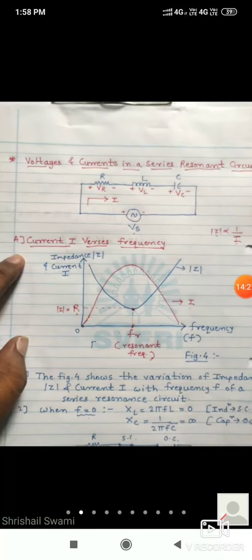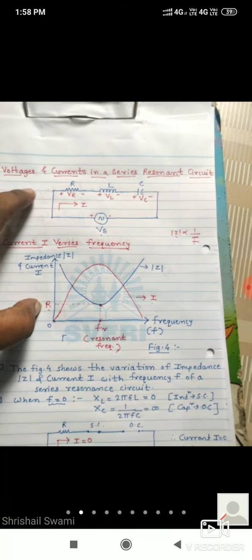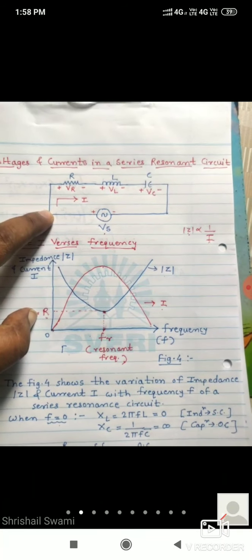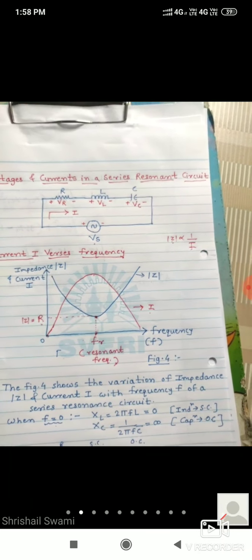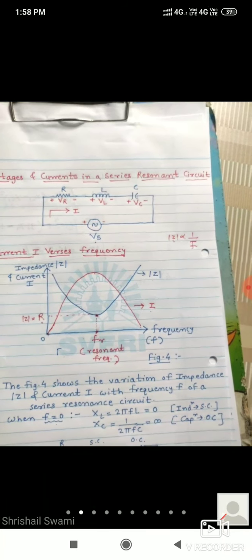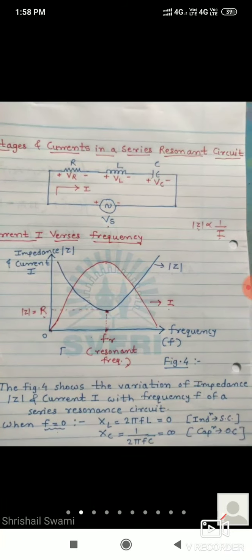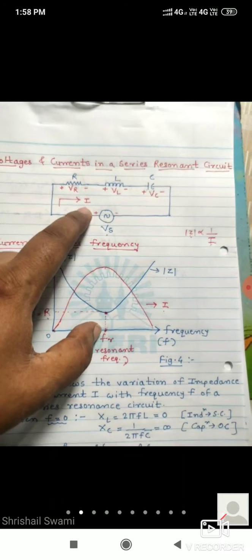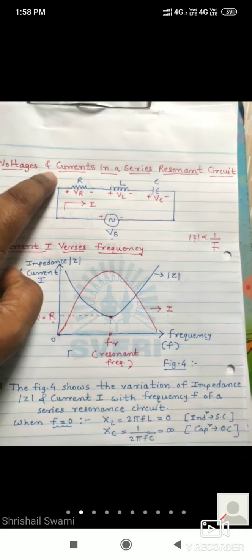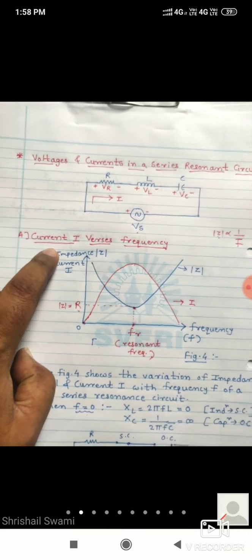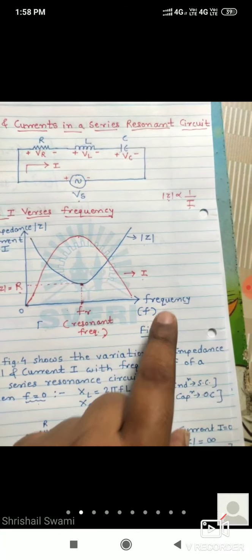Once again I will revise this point. We have started the voltage and currents in a series resonance circuit. So this is the series RLC circuit. RLC are connected in series. The voltage drop across all components I have shown along with polarity, VR, VL and VC. This will be the series current I. So first of all we will take the current. So current I versus frequency. So on x-axis there will be the frequency term.